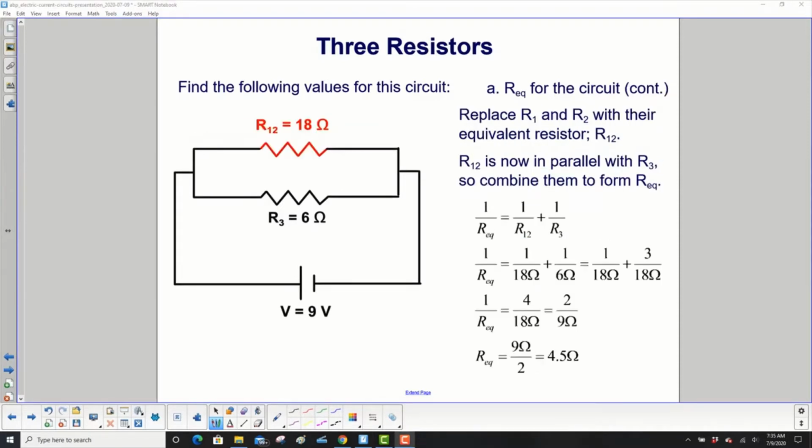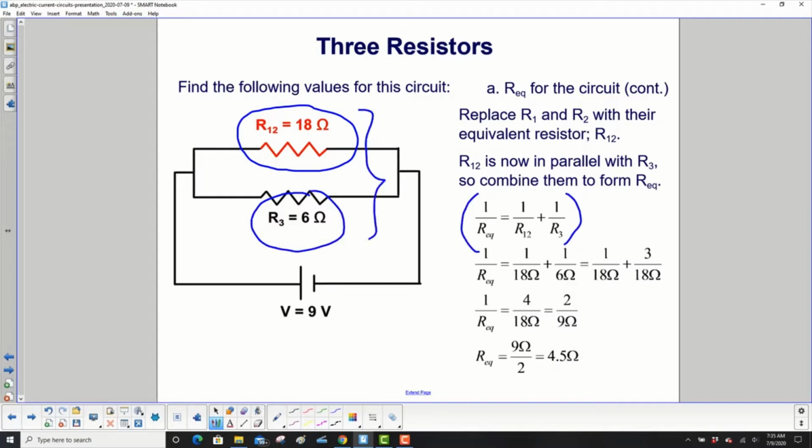We redraw the circuit to show R12, which is taking the place of resistors 1 and 2, and will behave just like resistors 1 and 2 will. R12 does not physically exist. It's a virtual resistor. It's an equivalent resistance. We now see, hopefully, that it's in parallel with R3. So we have to use this equation to find the equivalent resistance of this combination.